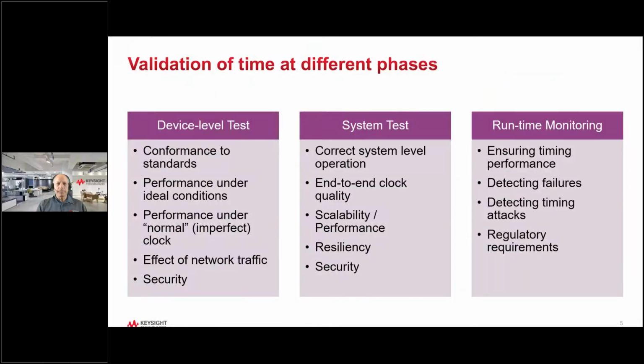So we're going to look at how we overcome this to actually be able to measure the follower time. I'm also going to talk about validation, different phases. We talked about device test. Device test typically tests a single piece of hardware or software. It could be a process, a library, a NIC, whatever it is, but it's tested at that level. It typically is tested to conform to standard as well as to perform under both ideal, which are what I call the perfect conditions, as well as the normal, which are the imperfect conditions, such as having some noise on the clock, having network load, etc.